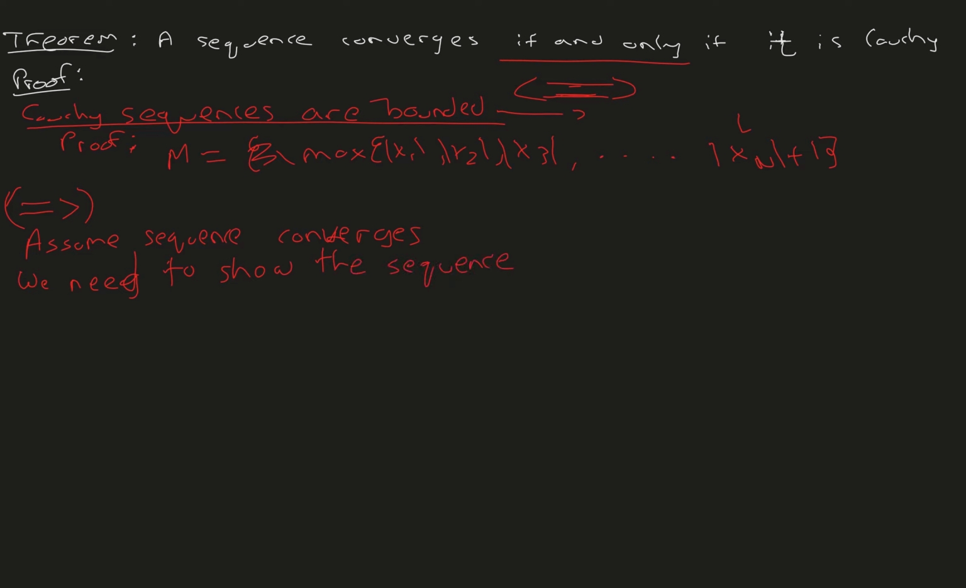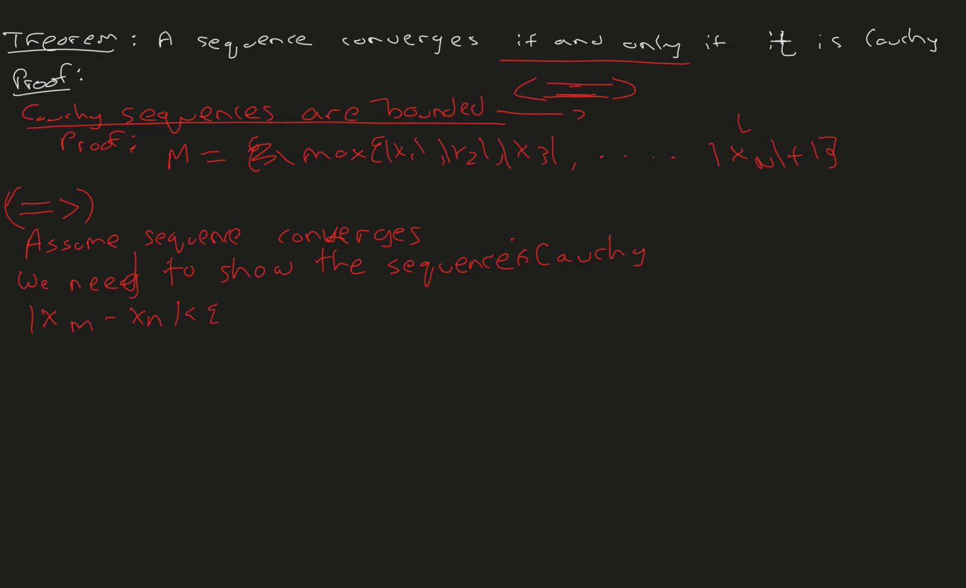Cauchy is the name of a famous mathematician who came up with this kind of sequence. So assume the sequence converges, we need to show the sequence is Cauchy. From the definition of Cauchy sequences, we need to show that x_m minus x_n is less than epsilon.